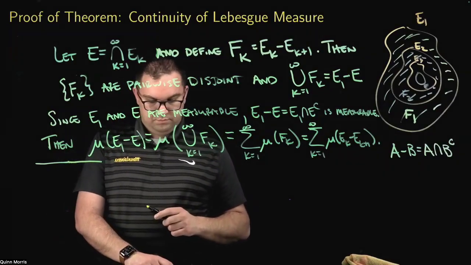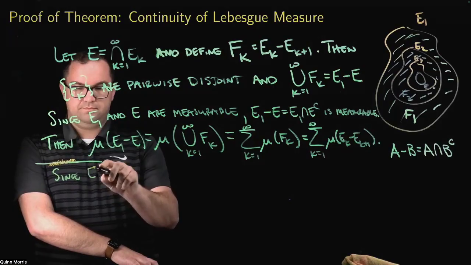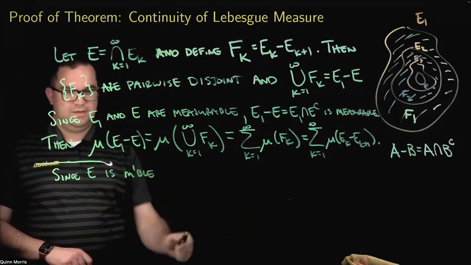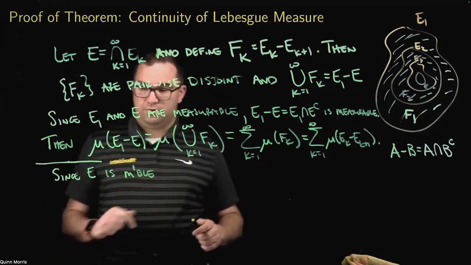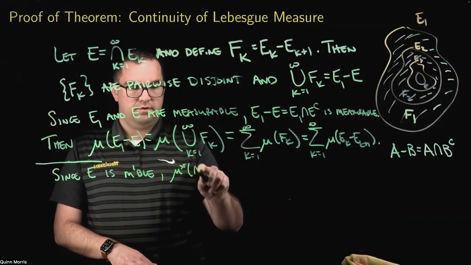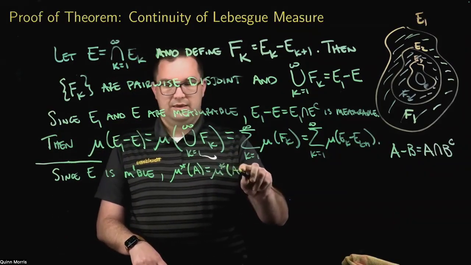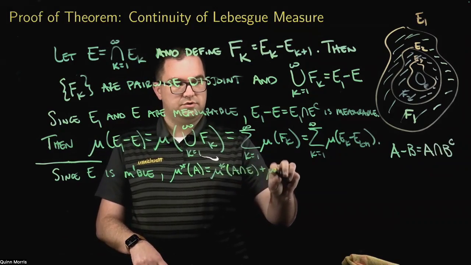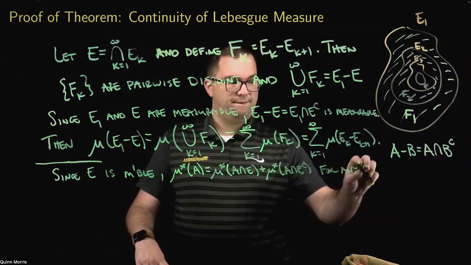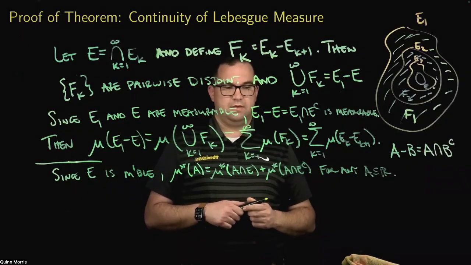Okay, so since E is measurable, and I'm getting tired of writing measurable, so I'm going to write M here. We're going to write this several times more. So since E is measurable, by the Carathéodory condition, that means that mu star of A is equal to mu star of A intersect E plus mu star of A intersect E complement for any subset A of R.